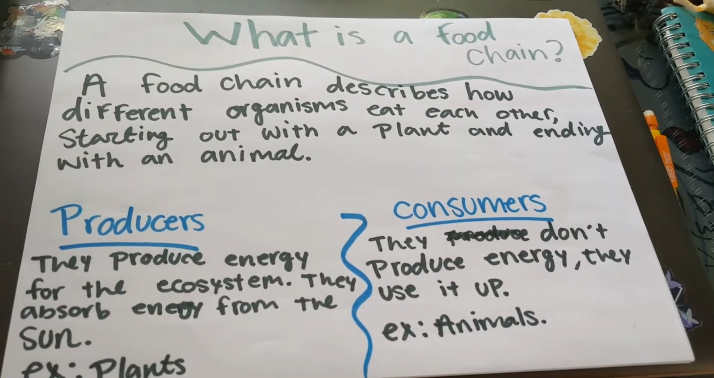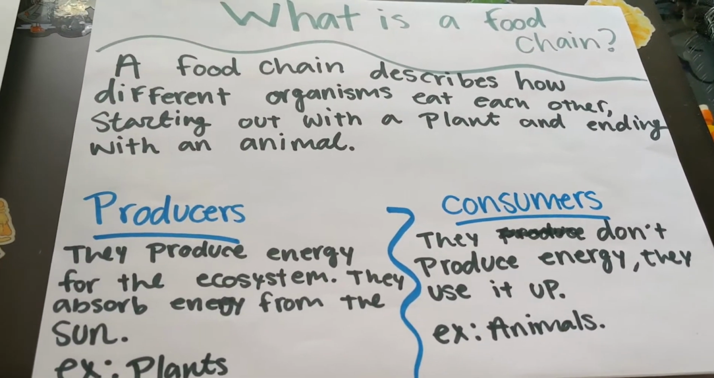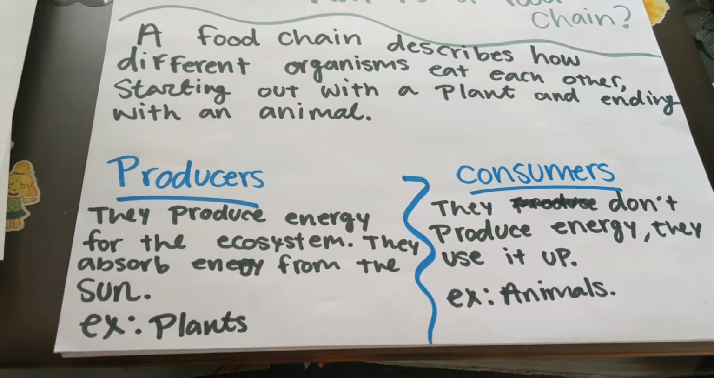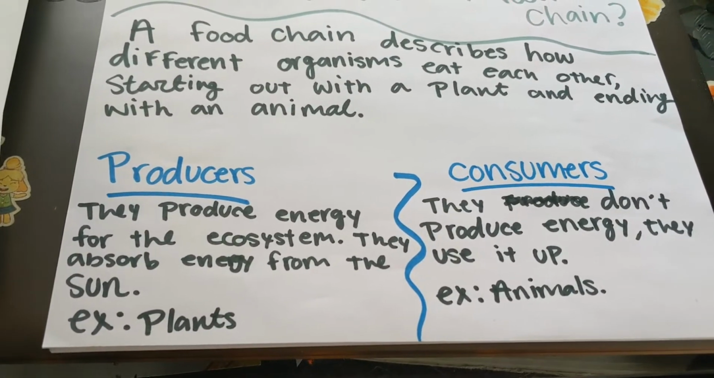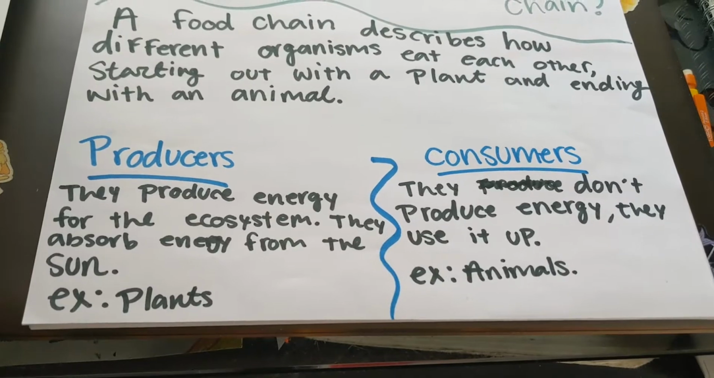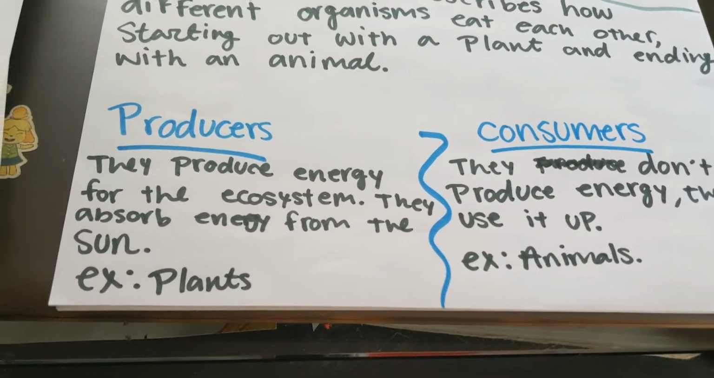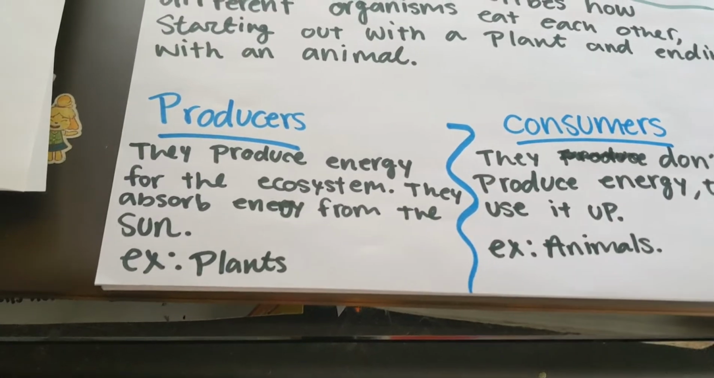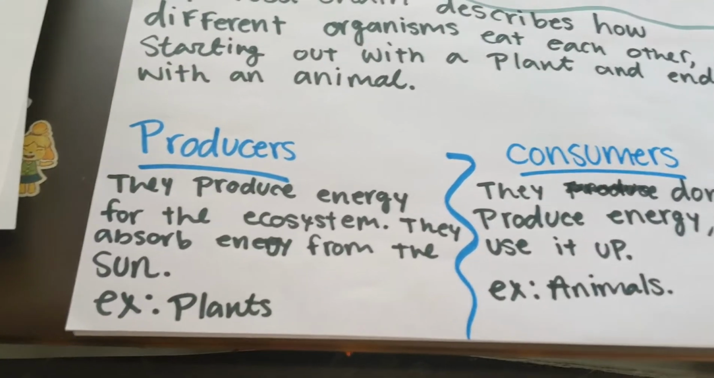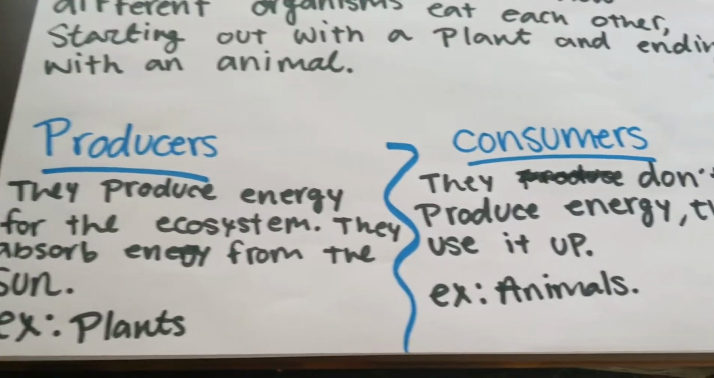So another word for a plant can be a producer. Producers produce energy for the ecosystem. They absorb the energy from the sun. An example, of course, is plants. It can be a tree, grass, flowers, palm trees, different things like that.